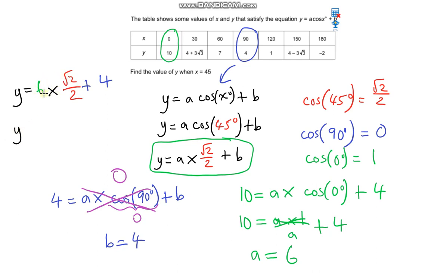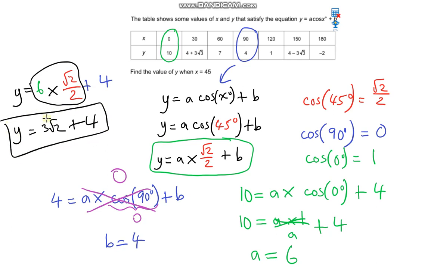Okay, so this here, 6 times root 2 over 2, so 6 divided by 2 is 3. 3 times root 2 is just 3 root 2. So that simplifies to this. And then we've just got that plus 4 hanging out the back there. So this is our answer. So when x equals 45, y equals 3 root 2 plus 4.